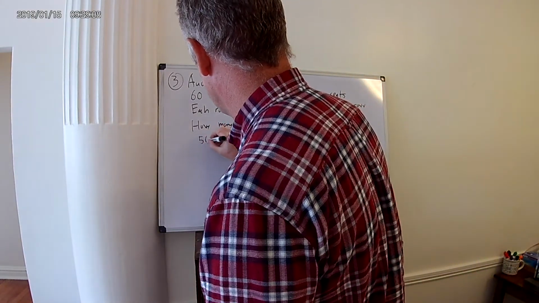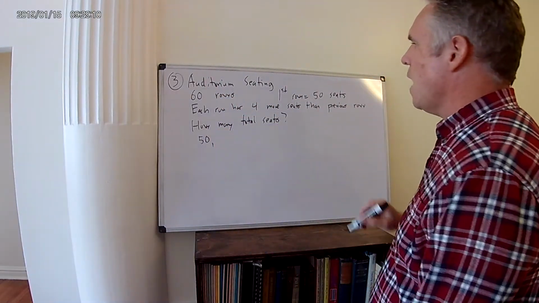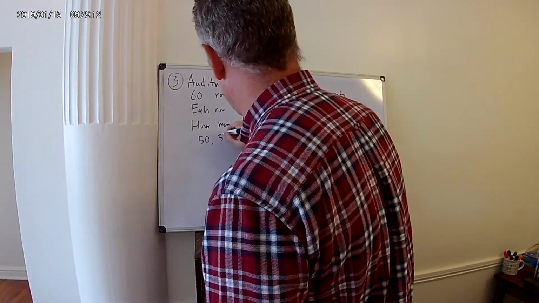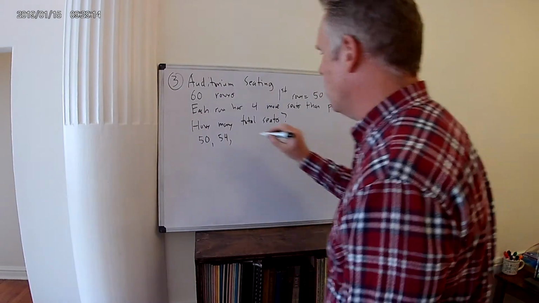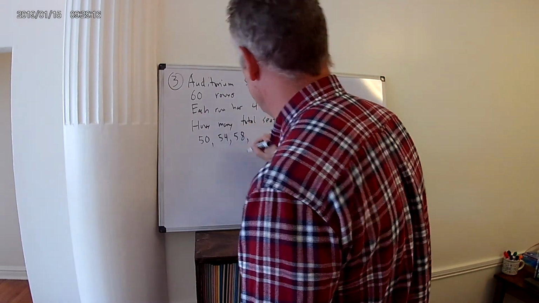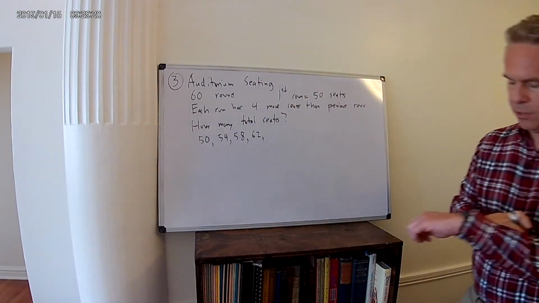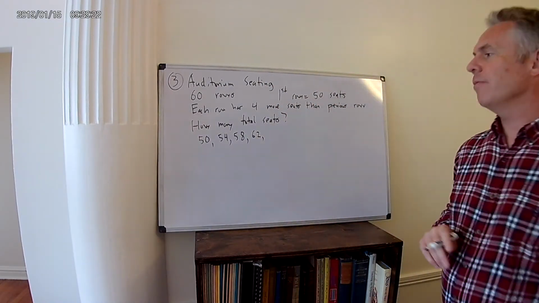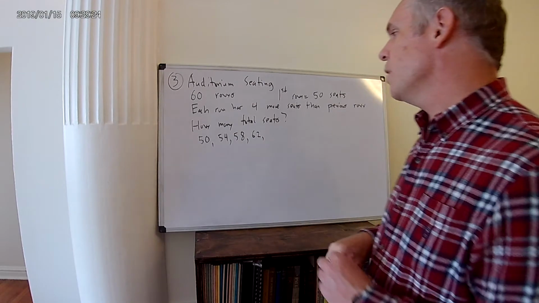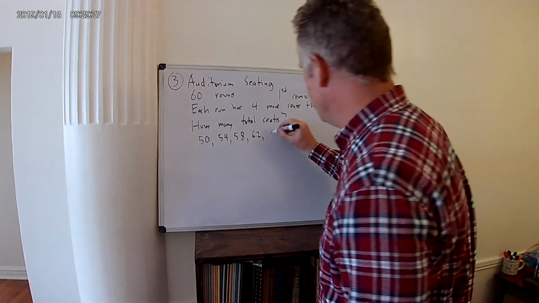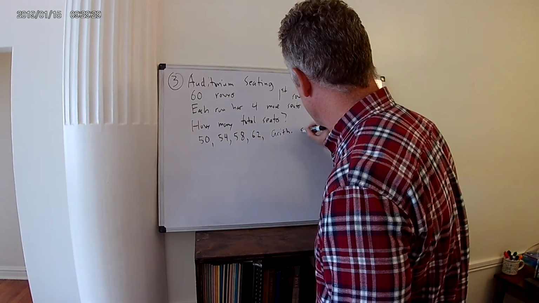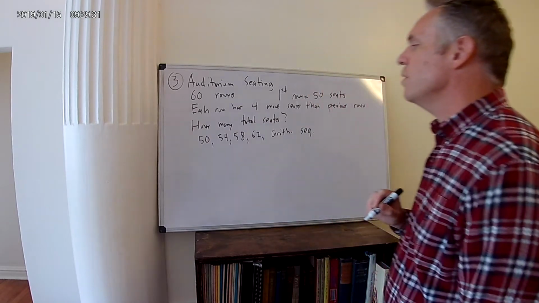In the second row, I add 4 more on, I get 54. In the third row, I add 4 onto that, I get 58. In the fourth row, I get 62, and so on. So I keep on adding seats to these rows. What is this? This is an arithmetic sequence.